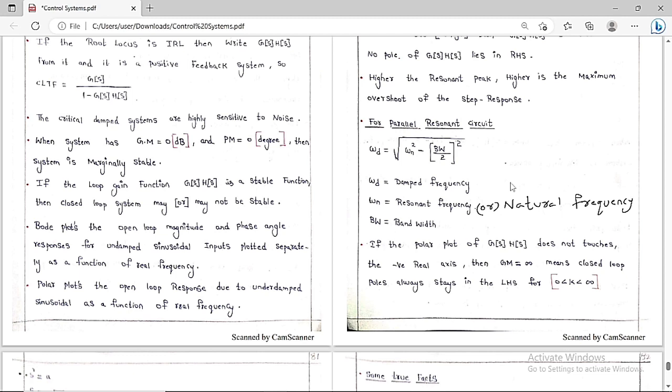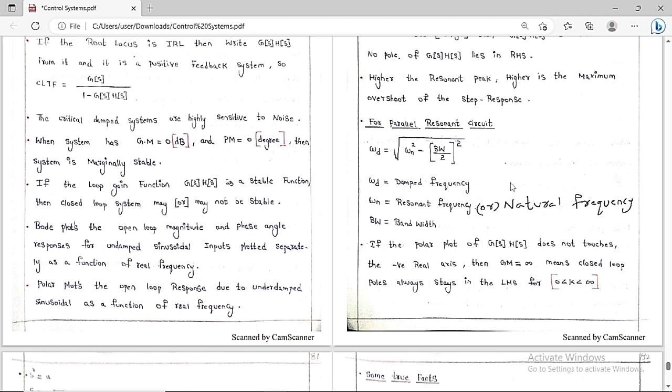The next point: if the polar plot of the open loop transfer function G(s)H(s) does not touch the negative real axis, then we can say the gain margin is infinity. It means that the closed loop poles always lie in the left half of the S plane for all ranges of the gain.